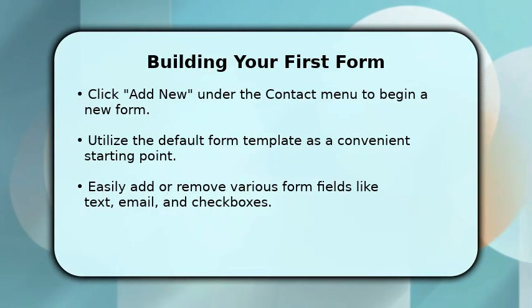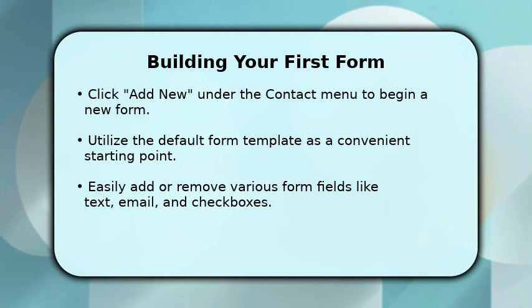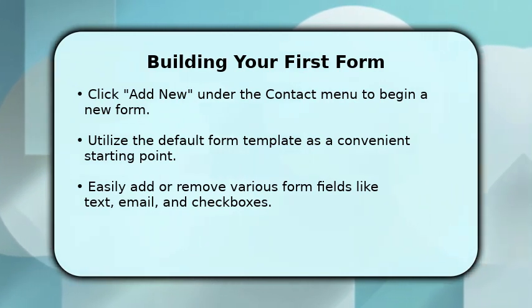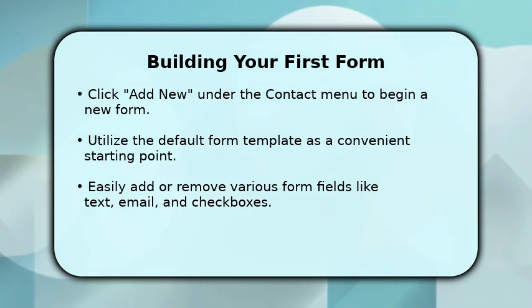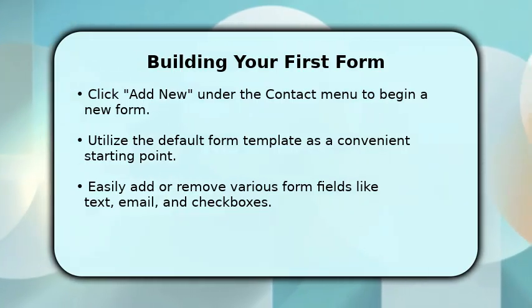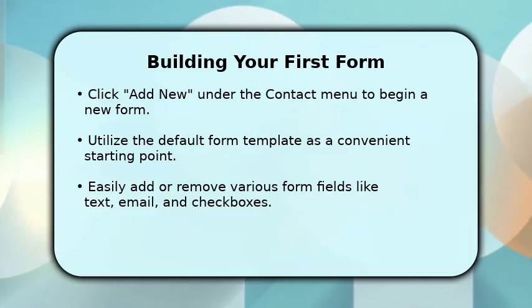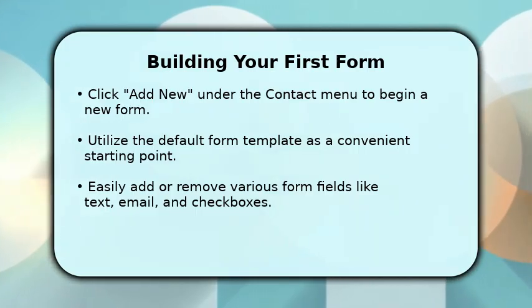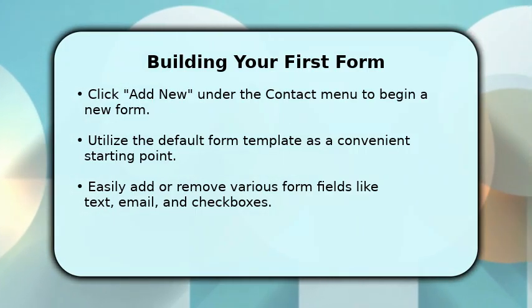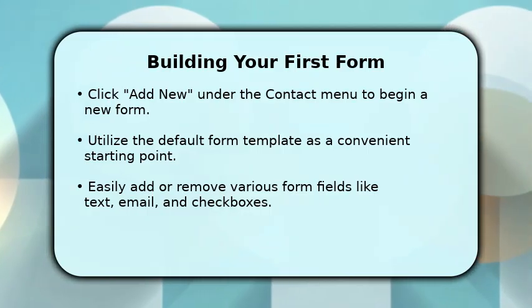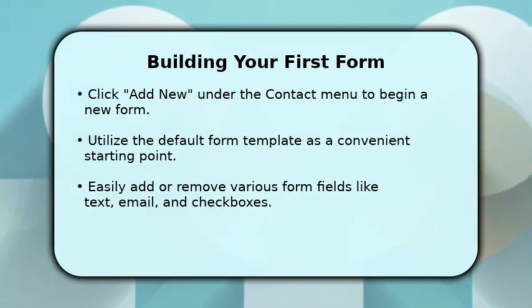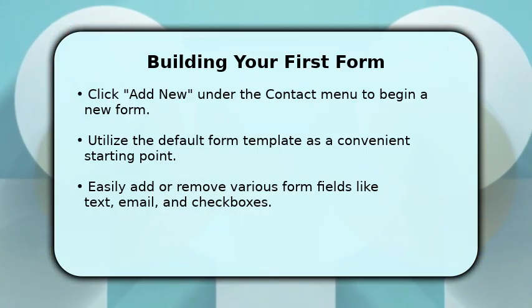Now, let's build your first form. Click Add New under the Contact menu. You will see a default form template, which is a great starting point. You can easily customize it by adding or removing fields such as text areas, email inputs, or even checkboxes. This flexibility allows you to create a form perfectly suited for your specific needs in just a few clicks.